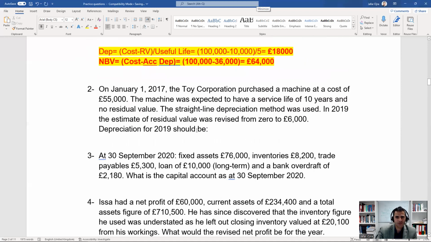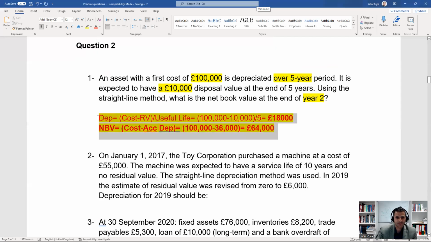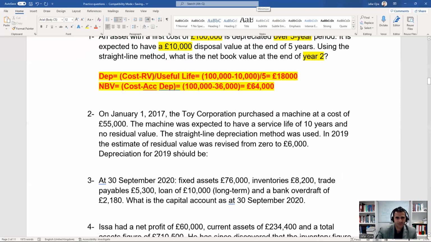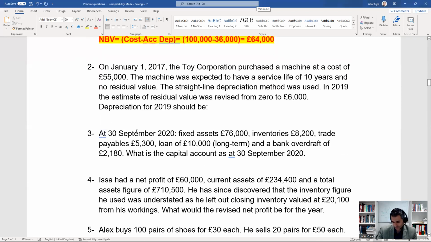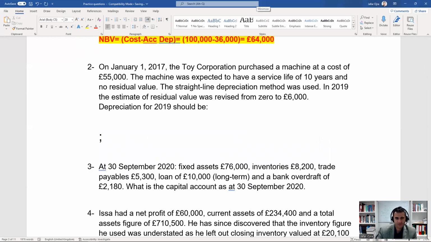Let's have a look at question number 2. On January 17, the Toy Corporation purchased a machine at a cost of 55,000 pounds. So the cost is 55,000 pounds. The machine is expected to have a useful life of 10 years. That's fine. And no residual value. It means residual value is 0. And the straight line depreciation method was used. In this case, that's in 2017.